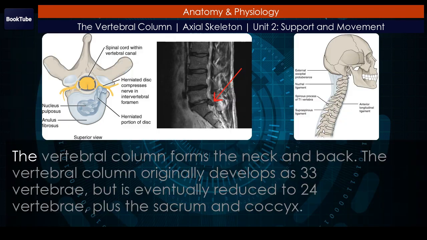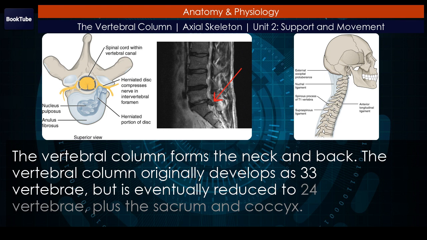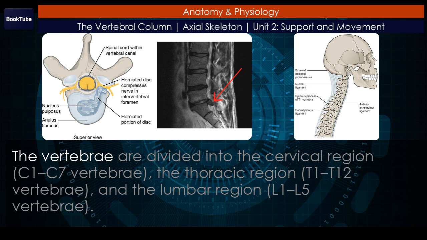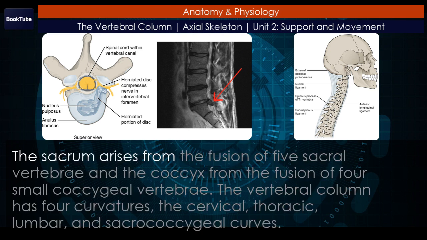Chapter review. The vertebral column forms the neck and back. The vertebral column originally develops as 33 vertebrae, but is eventually reduced to 24 vertebrae, plus the sacrum and coccyx. The vertebrae are divided into the cervical region, C1-C7 vertebrae, the thoracic region, T1-T12 vertebrae, and the lumbar region, L1-L5 vertebrae. The sacrum arises from the fusion of 5 sacral vertebrae and the coccyx from the fusion of 4 small coccygeal vertebrae.